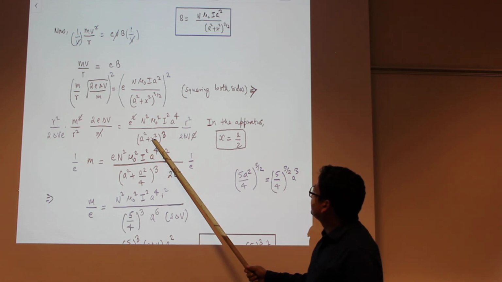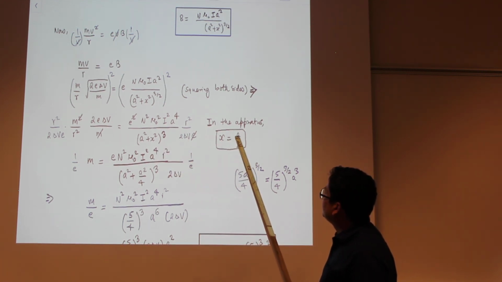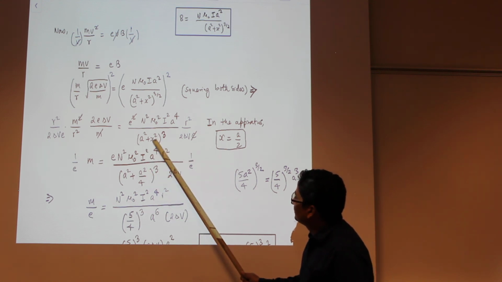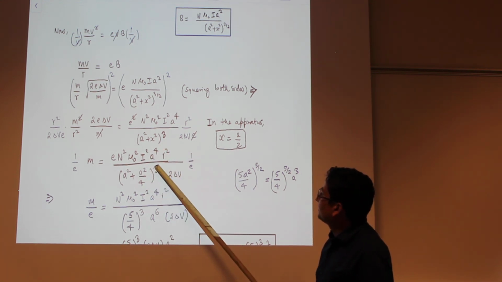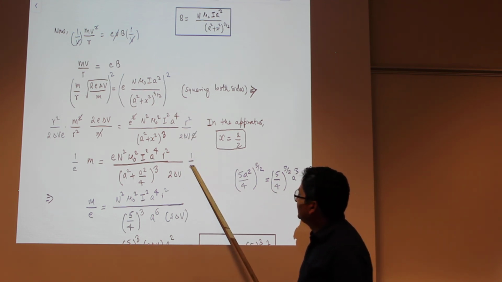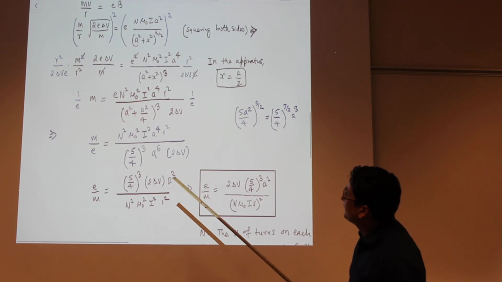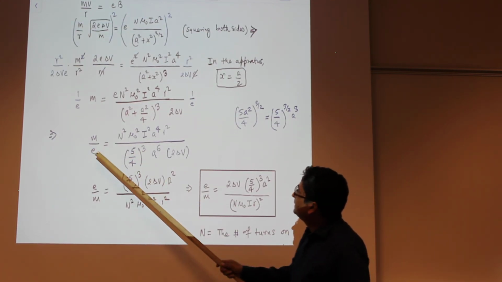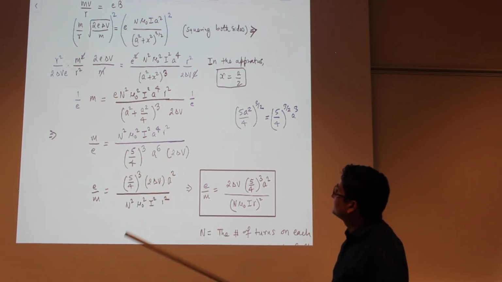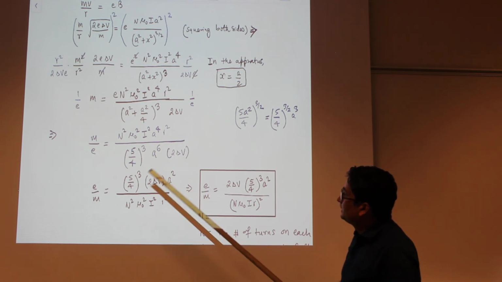Remember, the value of x is a over 2 in our apparatus, so I substitute a over 2 for x, giving a squared over 4 raised to the power 3, and then everything here times 1 over 2 delta V. Next, I further simplify and get m over e equal to this value. When I simplify further, this e and e are gone.